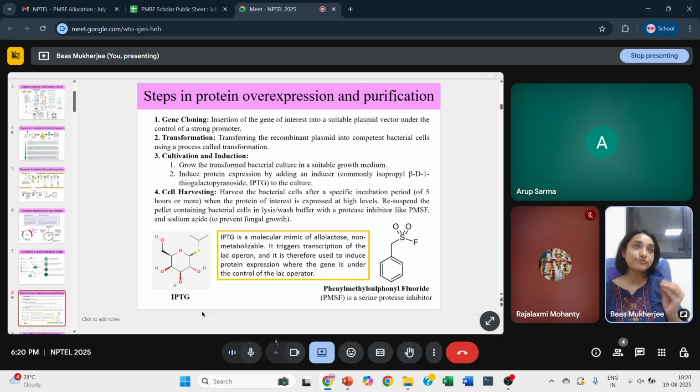Because if, let's say, the bacteria starts synthesizing your protein of interest directly, right from the very beginning, then the proteins can be toxic for the bacteria and the bacteria will die eventually. So a lot of protein will not be synthesized. Before that, the bacteria will be dead.